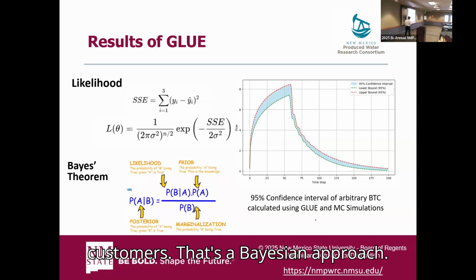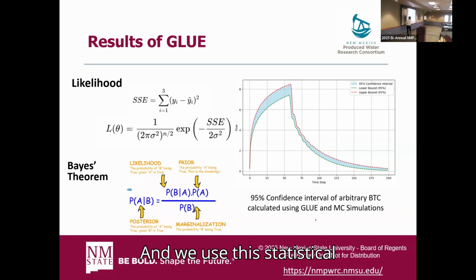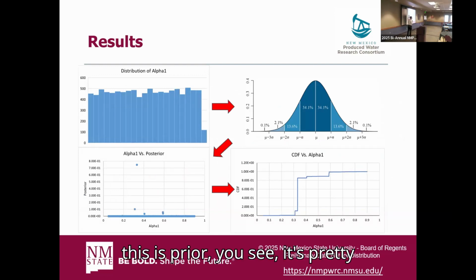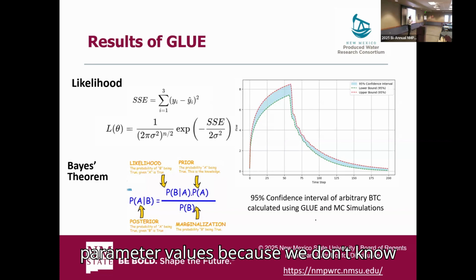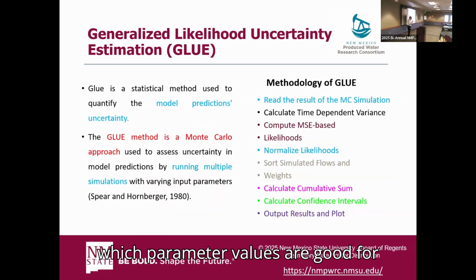That's a Bayesian approach. And we use this statistical function, probability function, which is a normal distribution. And so this is the prior. You see, it's pretty flat, right? So we are giving the same level of attention to all these parameter values because we don't know which parameter values are good for this parameter.